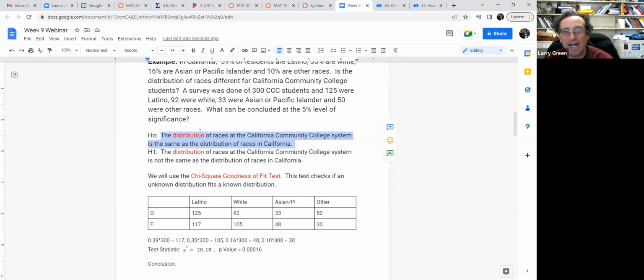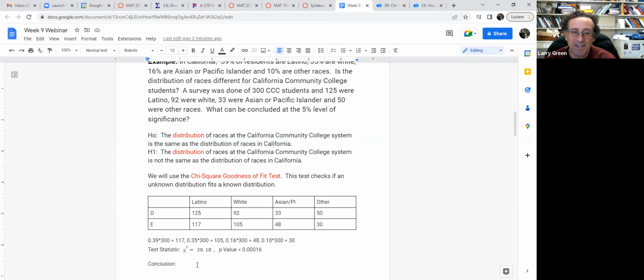And I super highlighted distribution. So when you're doing goodness of fit, the word distribution will always be there. And I'll get you started, by the way. It's the distribution of the observed is the same as the distribution of the expected. Really, that's what this H0 says. And yeah, we don't use symbols for this one. So good question.